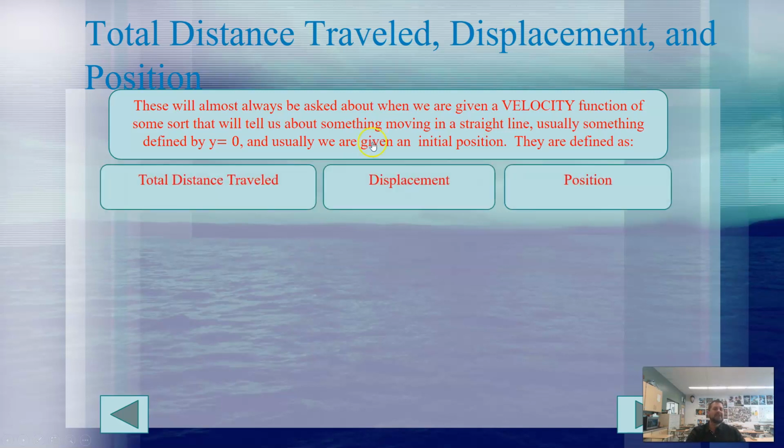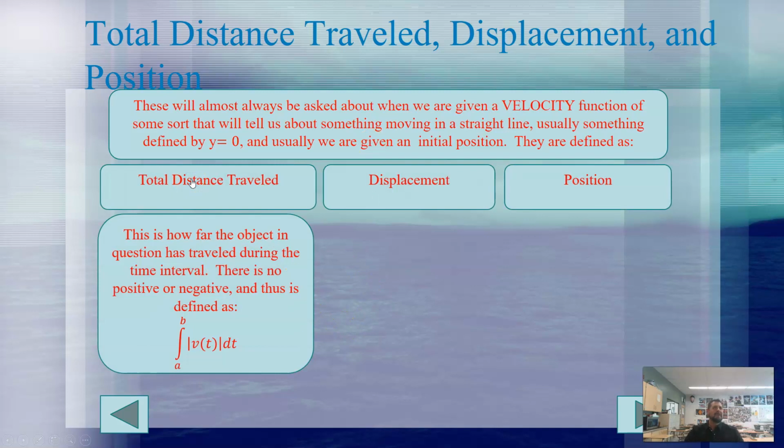If you're given those three things, then total distance traveled is always, remember, how far the object has traveled during its travels, if you will. The way that we always find it is we do the integral from a to b, where a is the start time and b is the end time, of the absolute value of the velocity.